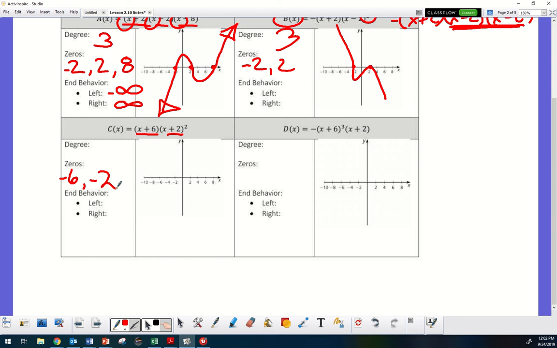And at -2, what is that? I have -2 twice, don't I? So what did I refer to that as? I called it something. I said it does something. It bounces. So it bounces there. So it bounces at -2.